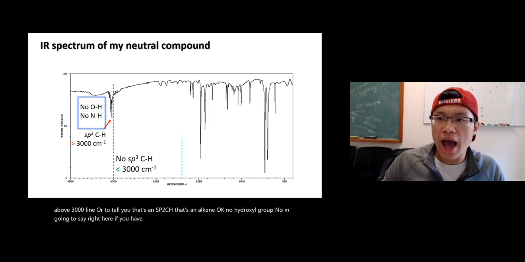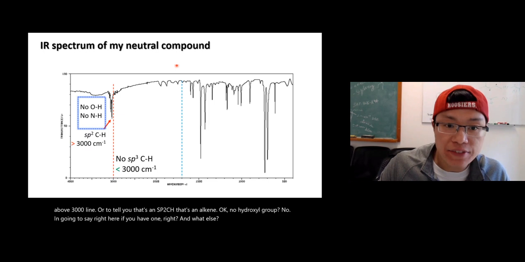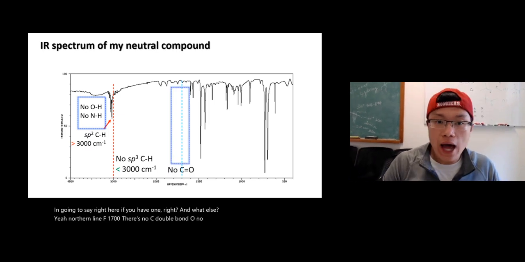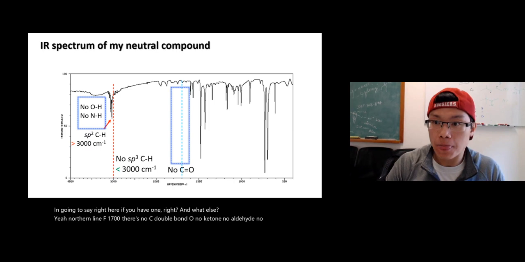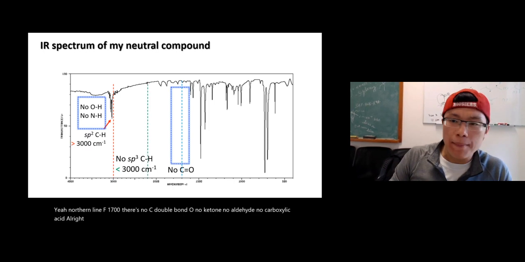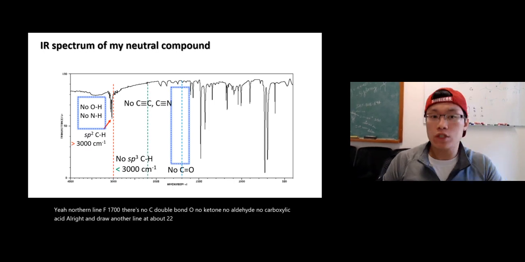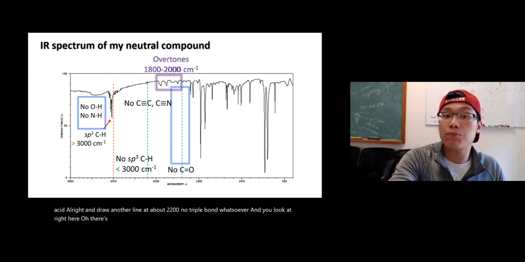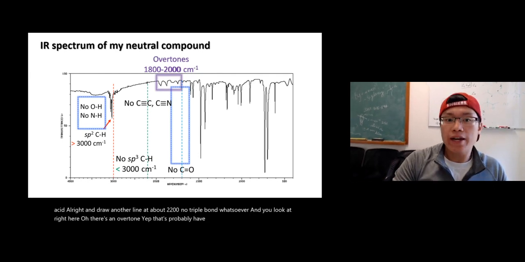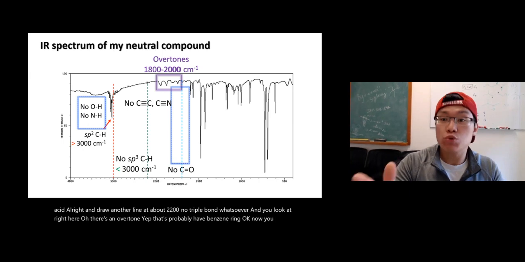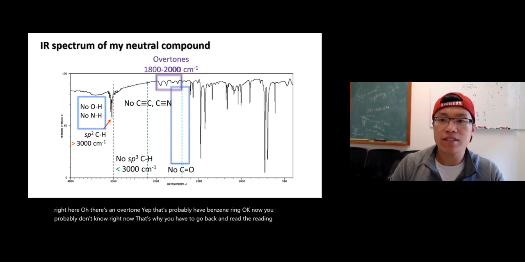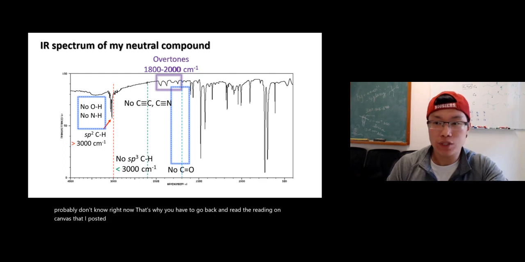And what else do we have? Draw the line at 1700. There's no C double bond O, no ketone, no aldehyde, no carboxylic acid. Draw another line at about 2200. No triple bond whatsoever. And you look right here, oh, there's an overtone. That probably means a benzene ring. Now you probably don't know that right now, which is why you have to go back and read the reading on Canvas that I posted, and you're gonna understand what's going on in here.